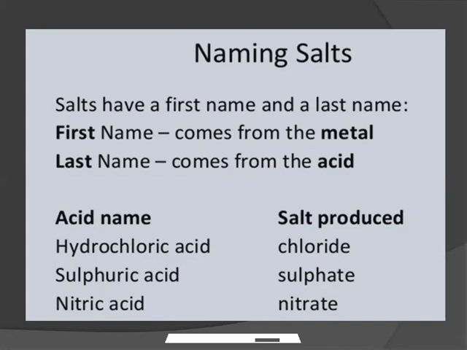Similarly, if the base is sodium hydroxide, the first name of the salt will be sodium. So sodium hydroxide, when it reacts with hydrochloric acid, will give sodium chloride. Sodium hydroxide, when it reacts with sulfuric acid, will give sodium sulfate. And sodium hydroxide, when it reacts with nitric acid, will give sodium nitrate.